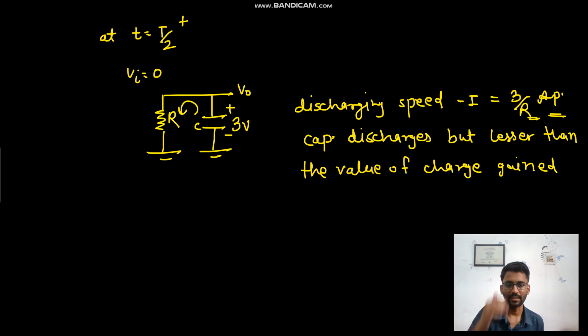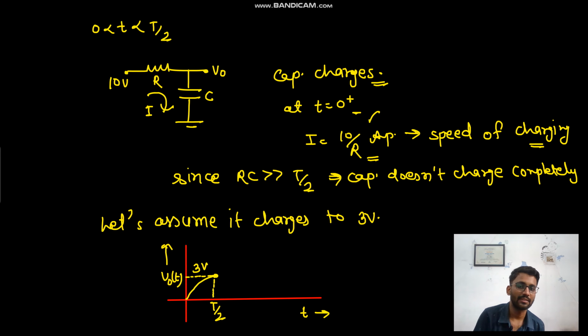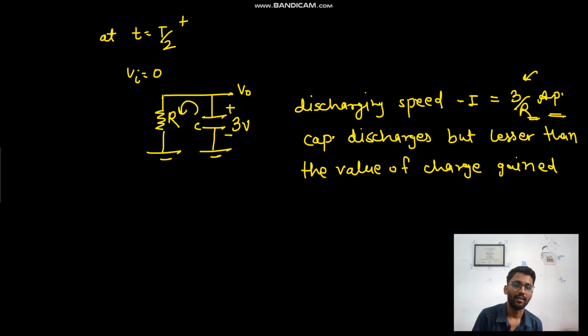If it has got 3C charge, then it can't discharge for 3 volt, because the speed of discharging is less. So if we are going from 0 to 3, it can't come down from 3 to 0. It will come down to 2 or 1, some value, but it can't come down to 0. Why so? Because the speed of discharging is 3 by R here, and the speed of charging was 10 by R, so it was more. So the voltage gain will be more, and if this is less, then the voltage that we lose will be lesser.